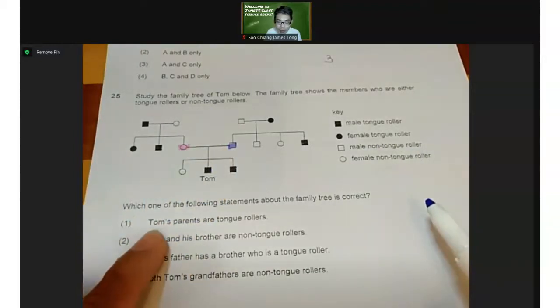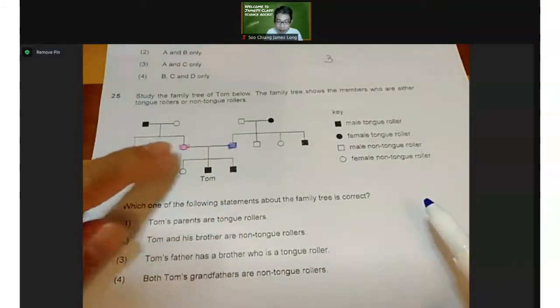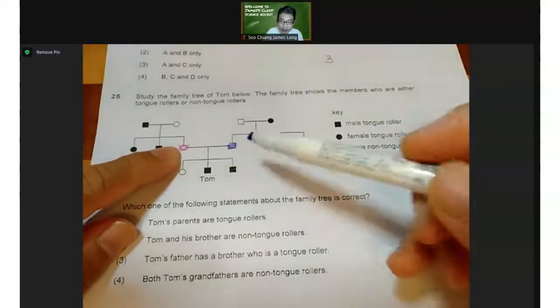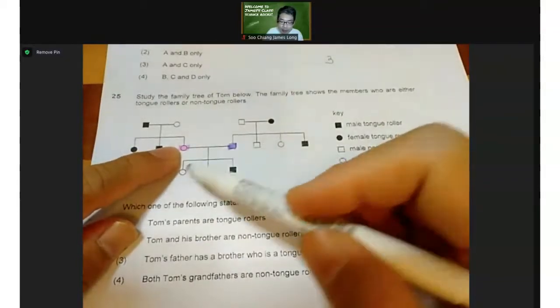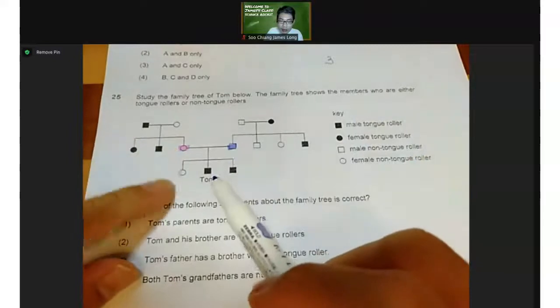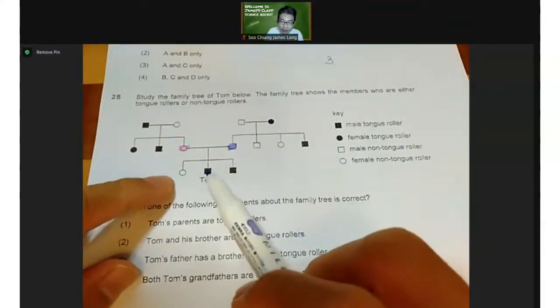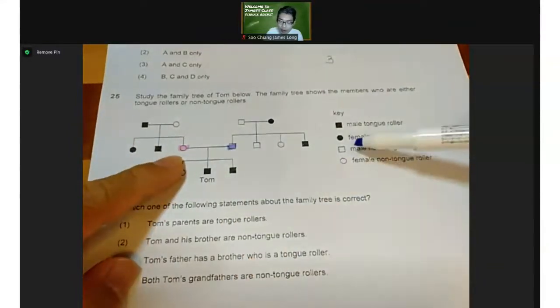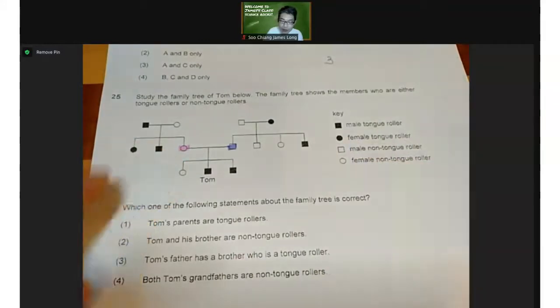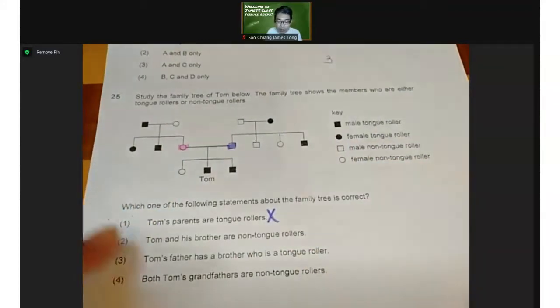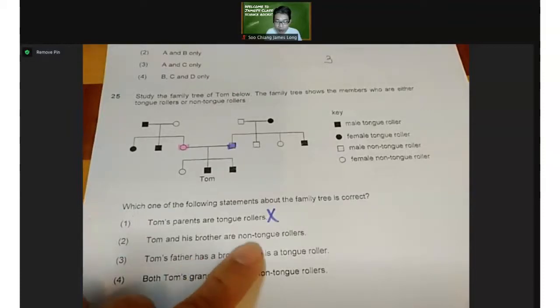A says Tom's parents are tongue rollers. This is Tom's mother. This is Tom's father, and they give birth to 3 children, 2 boys and a girl. Tom is one of the boys, and take a look here. They are both non-tongue rollers. So number 1 is wrong.